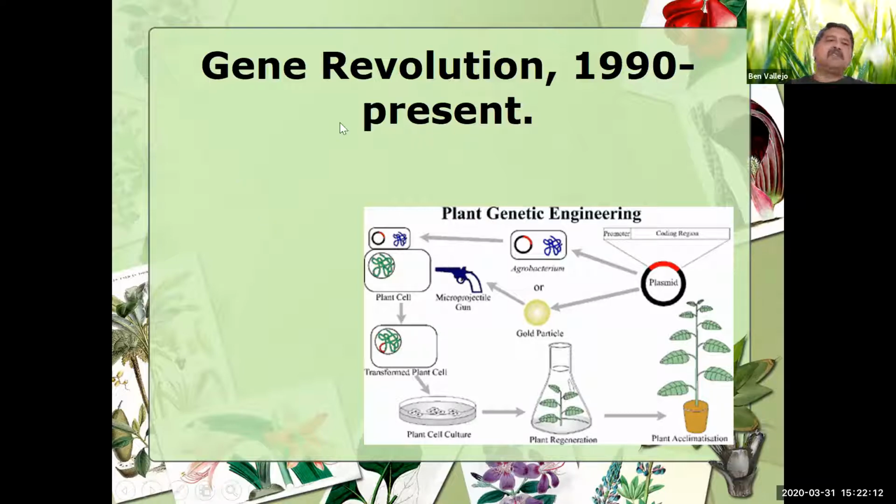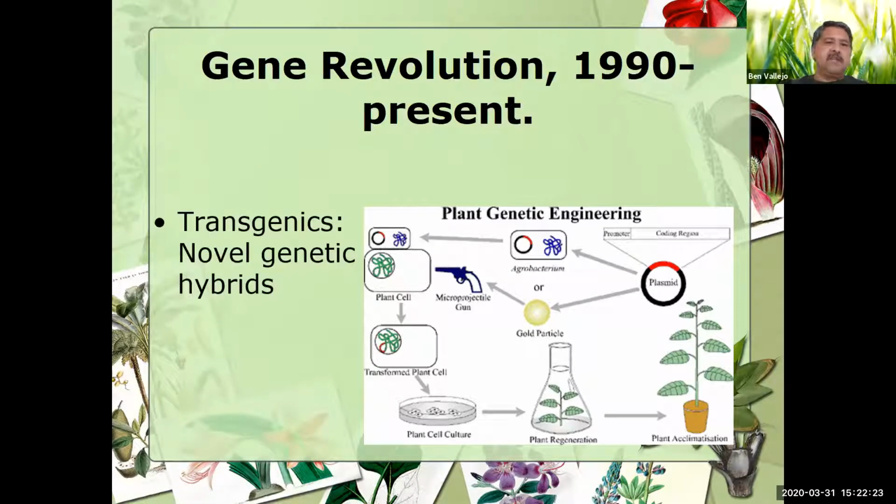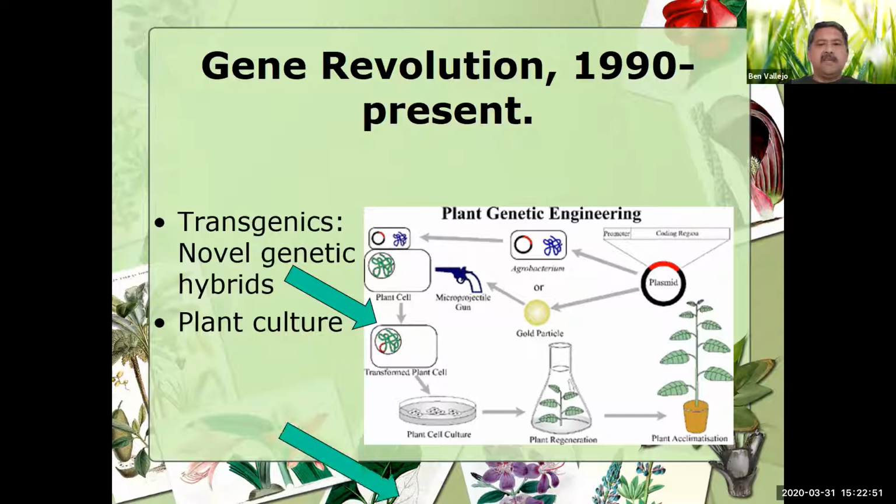And this is clever. We have the Green Revolution, we have the Second Green Revolution, and then we have the Gene Revolution from 1990 on. That's when we use biotechnology and genetic engineering to make transgenics. Transgenics are novel genetic hybrids right there. And you can see, you can take a plasmid and take the gene that you're interested in, put it in a plasmid, and then stick it in a plant cell. And that would transform the plant cell, and then you can grow that in a cell culture. So there's all kinds of fun things we can do now.